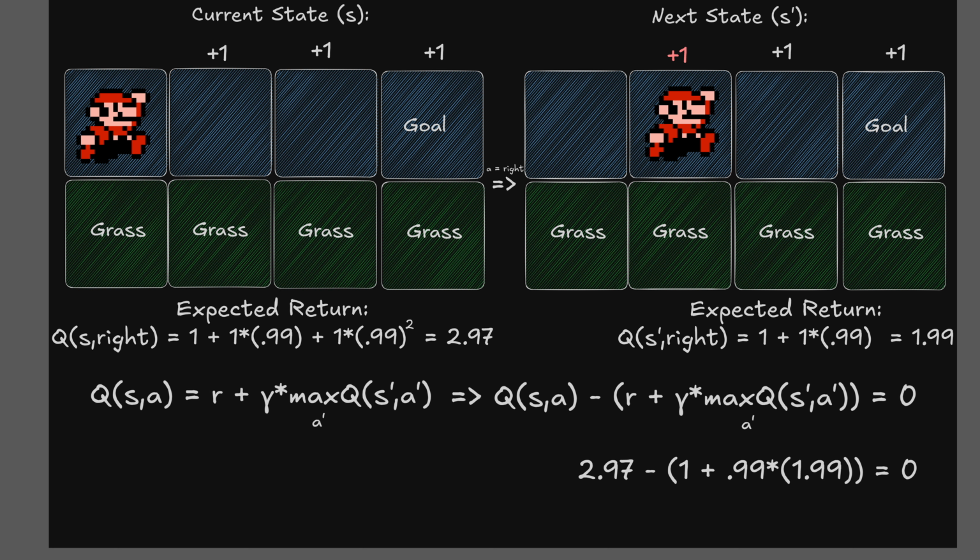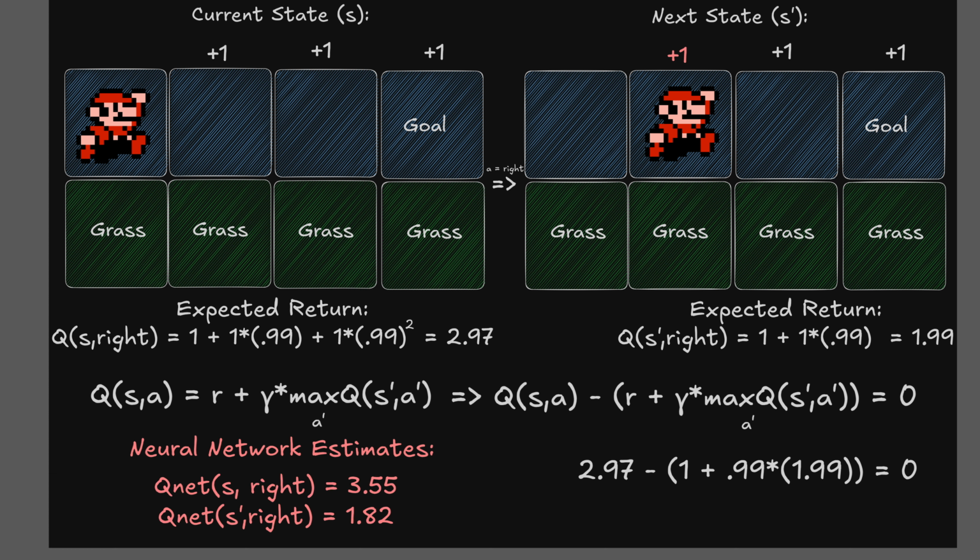Perfect. But in reality, we don't know the true Q values. Instead, our neural network gives us estimates. Maybe it predicts QS right equals 3.55 and QS prime right equals 1.82. Now if we plug in these new values, we get a result of 0.7482, not 0. This means our initial estimate was wrong. And that difference is exactly the training signal we use to improve the neural network.